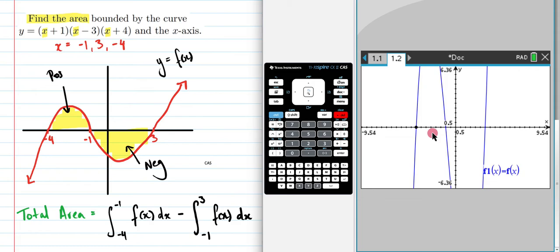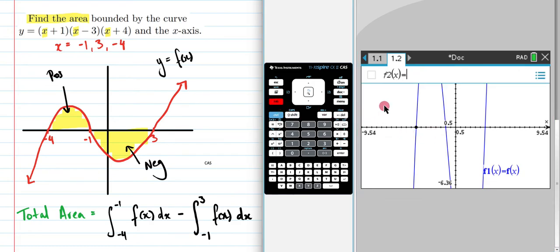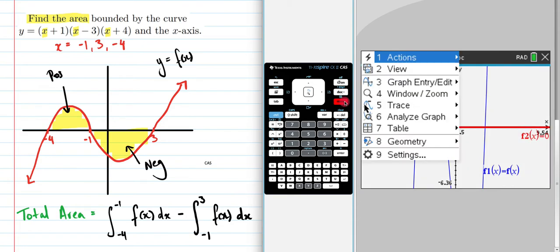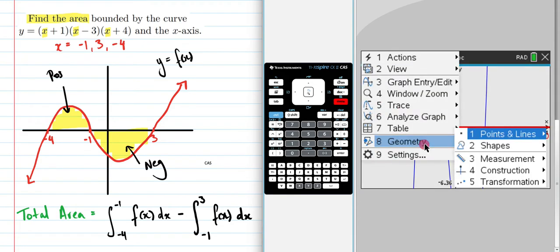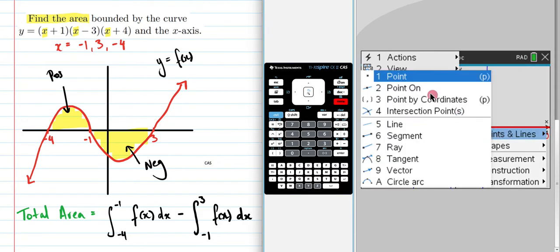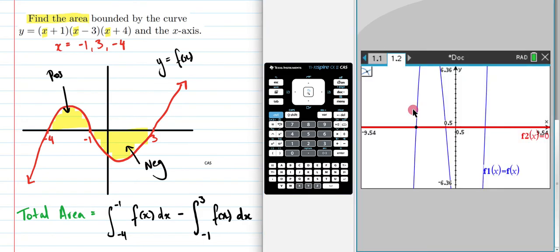There is this little hack that you can use. Let's hit tab and put in y equals 0. So that's literally your x-axis. Then you can go menu, geometry, points and lines, intersection points. Then you click on the two things you want to find the intersections of, and just like that, you find the points right there. So there's a little hack there. Feel free to use that if you ever need to find the x-intercepts.